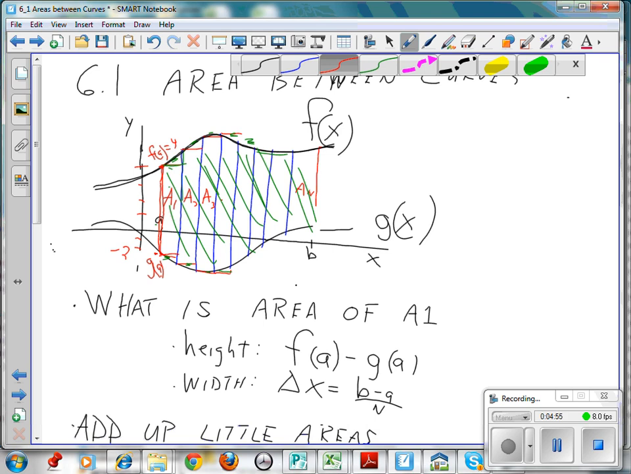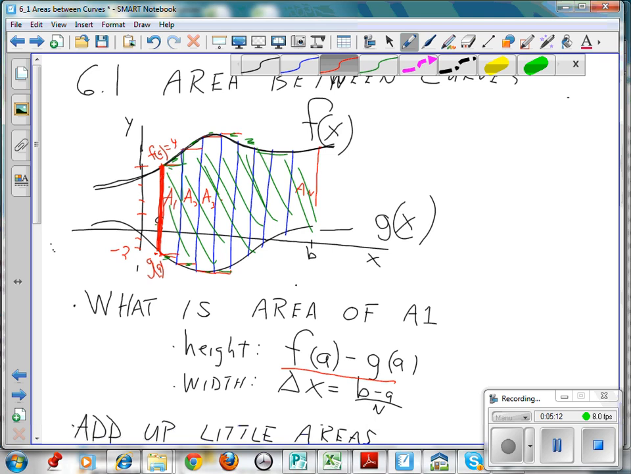So what is f of a minus g of a? Well, you could see, what's the length of this side? The length of that side here is 4 minus a minus 2. This is 6, right? This length right here that I'm filling in, that would be 6. That would be the height of the rectangle.